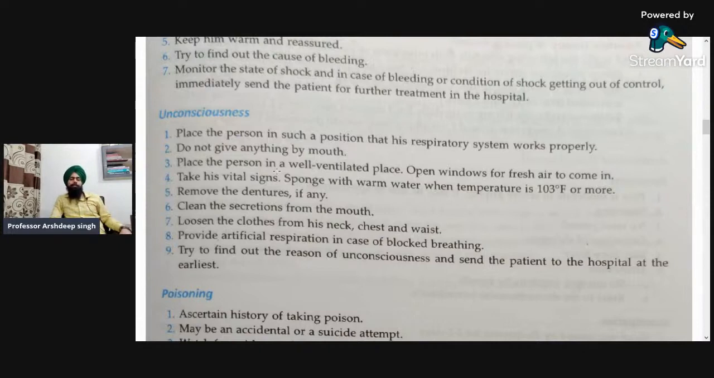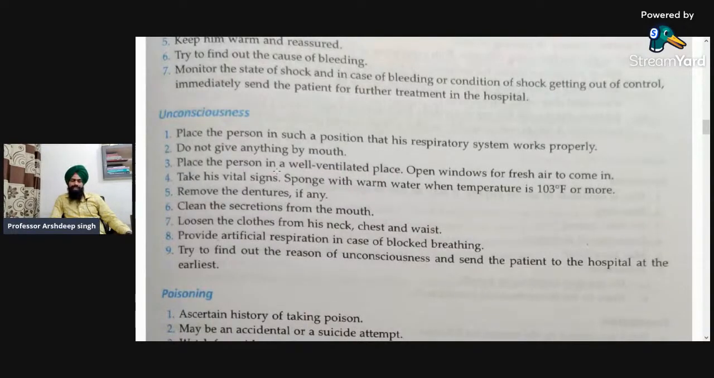Next, place the person in a well ventilated place. Open windows for fresh air to come. The reason is the same, to maintain a patent airway. Take his vital signs. Sponge with warm water when the temperature is 103 degrees Fahrenheit or more. Remove the dentures if any, because they can cause obstruction, or they can also cause choking during unconsciousness. Okay. Clean excretions from the mouth. For this, we have to perform suctioning, the reason being the same, to maintain a patent airway.